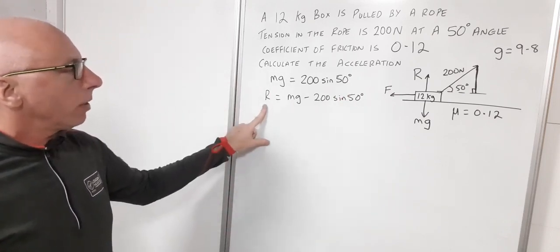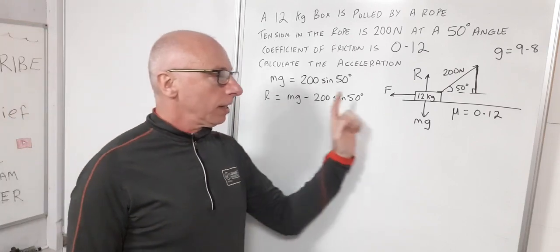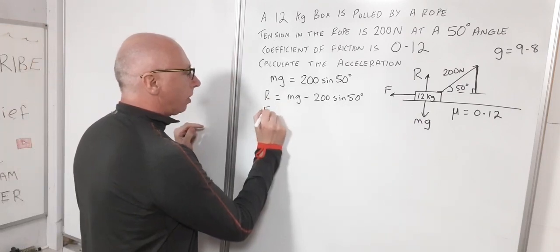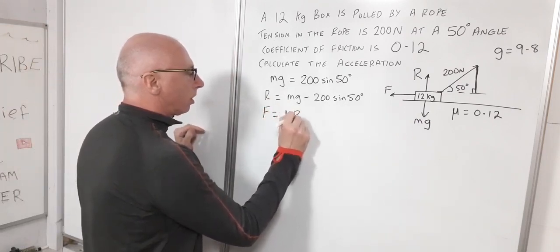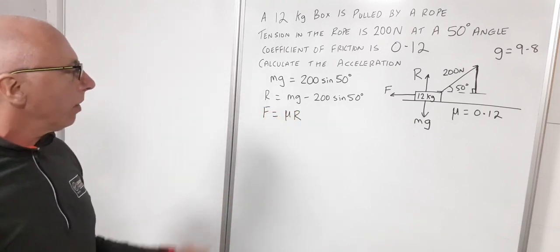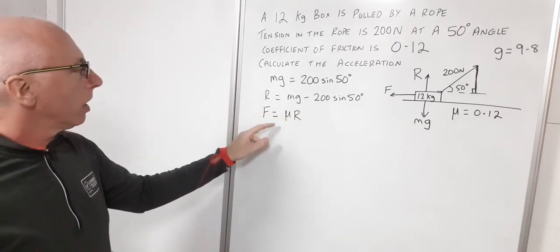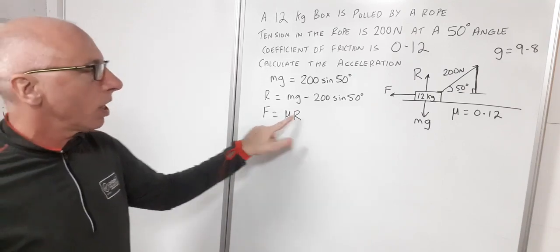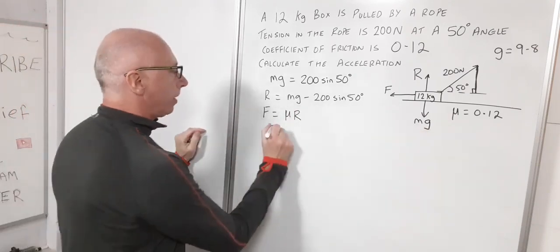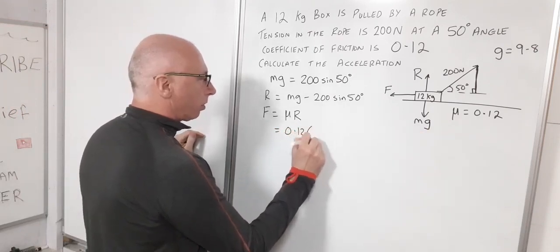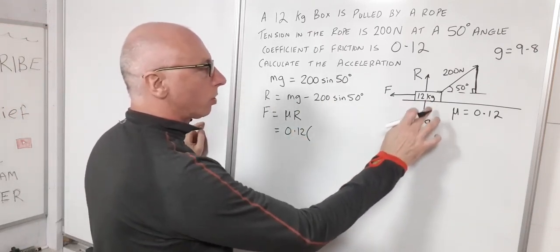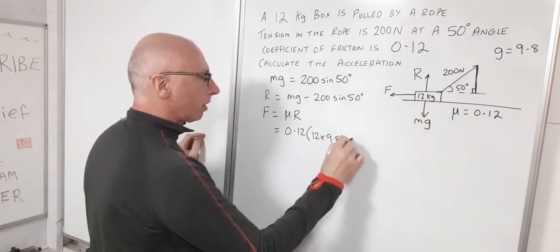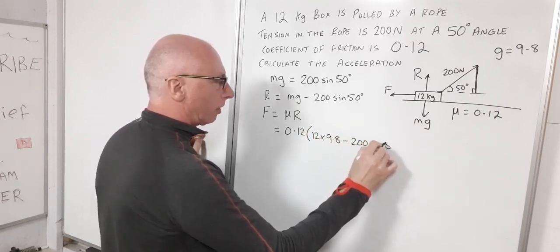So we won't work this out just yet, we'll fill them in at the end when we come to calculating our answer. Now, as this box is in motion, the forces that we can use is F will equal mu times R. Now that's the forces that we want to satisfy. Now F we're going to come to in a moment, but we know what R is and we know what mu is, so we can fill that in. So that's 0.12 times all of this, which is 12 times 9.8 minus 200 sine 50.